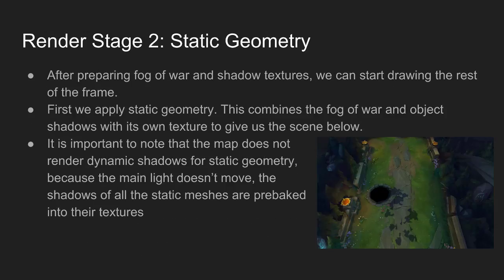Static geometry is stuff that will never move and never need their shadows updated, like the map. It is a combination of the fog of war as well as object shadows with its texture underneath.